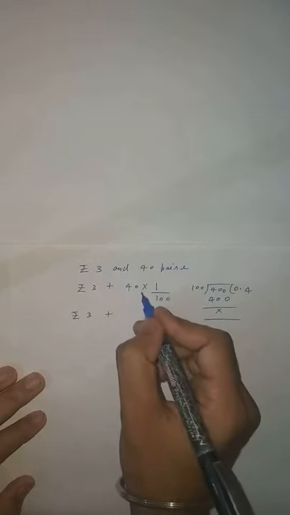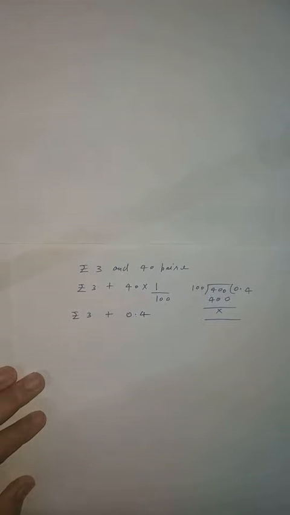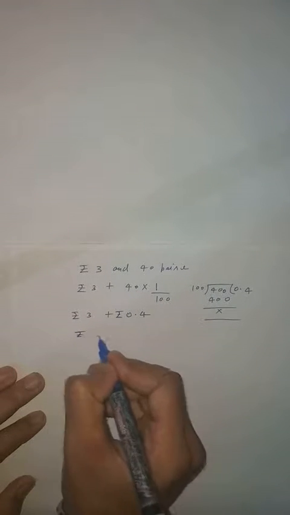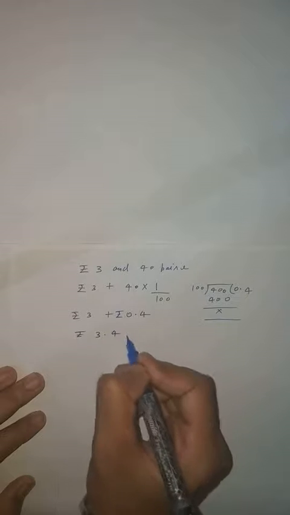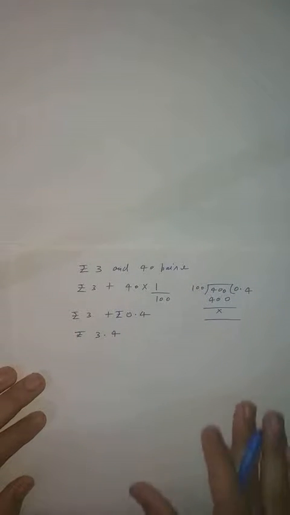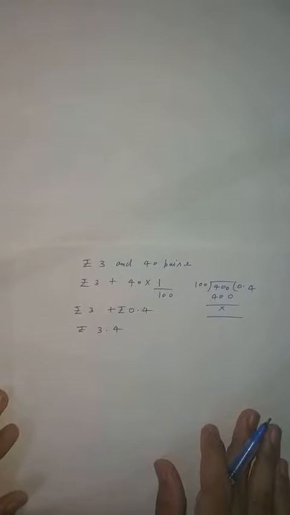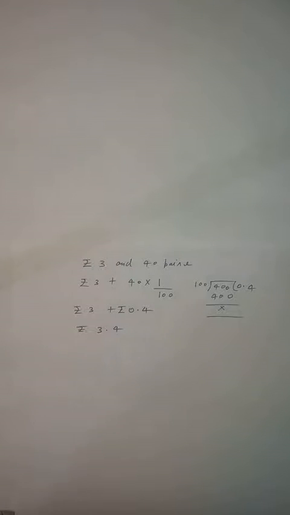Now the answer is what? 40 upon 100 is 0.4. Clear? So this becomes rupees 3.4. Is that clear students? You can also add one 0, but 3.4 is also correct. Clear students? Now this is the use of decimal in money.